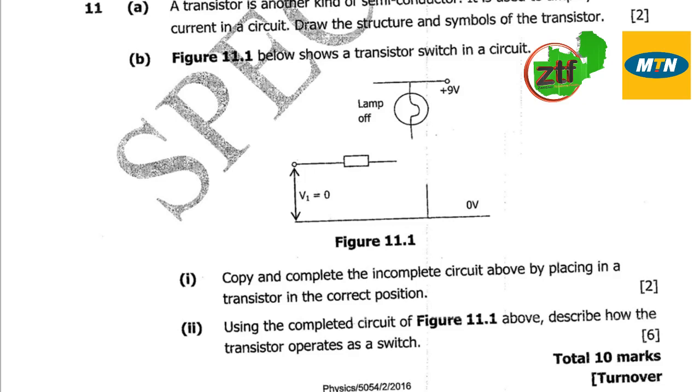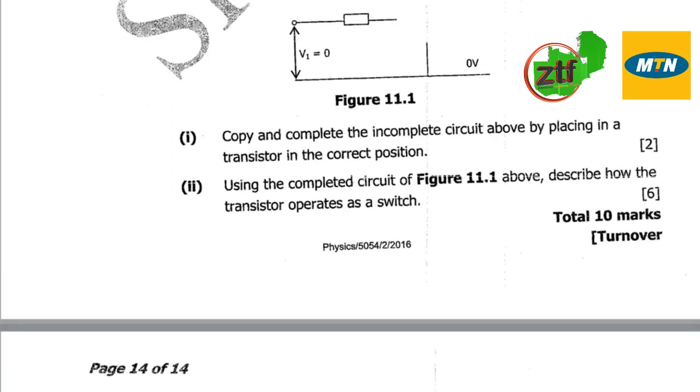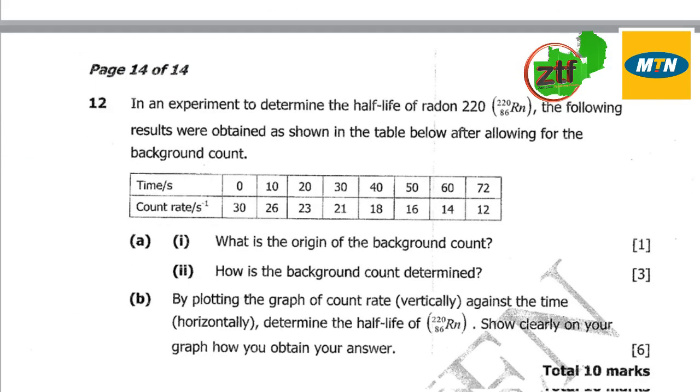Question 12. In an experiment to determine the half-life of radon-220 with a symbol shown, the following results were obtained as shown in the table below after allowing for the background count.